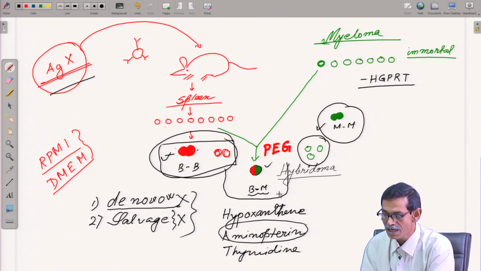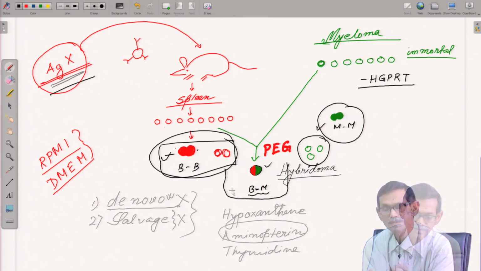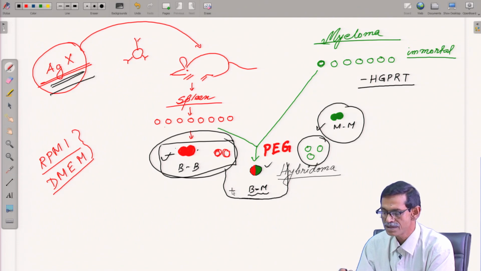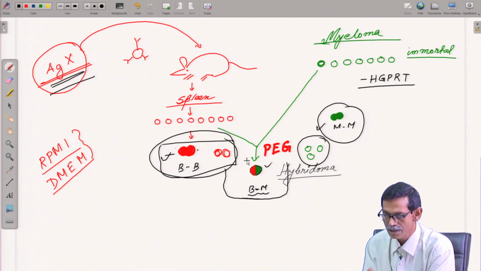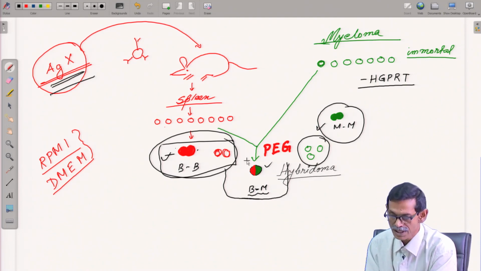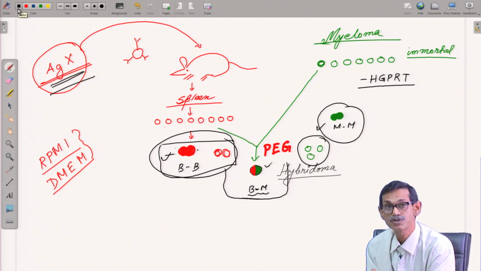So, as a result ultimately we will have only this hybridoma where B cell and myeloma cell get fused. Clear? So, then what is happening? So, finally, after the death of the fused myeloma cells, single myeloma cells and B cells, we will have only hybridoma cells.